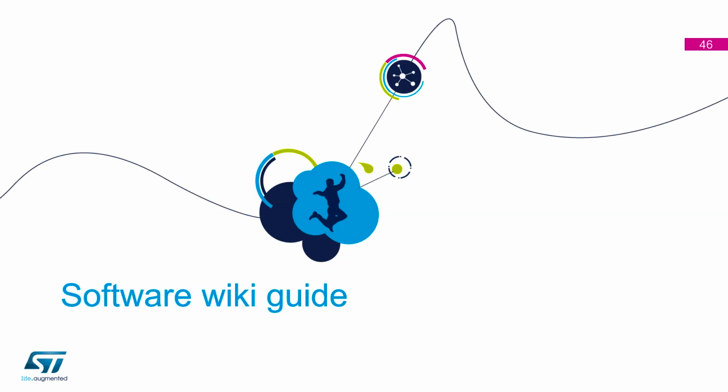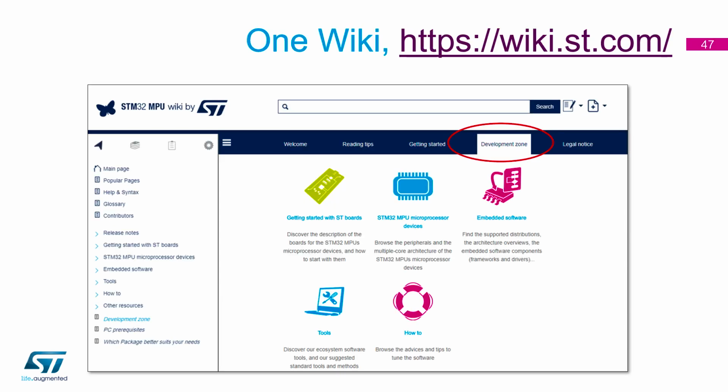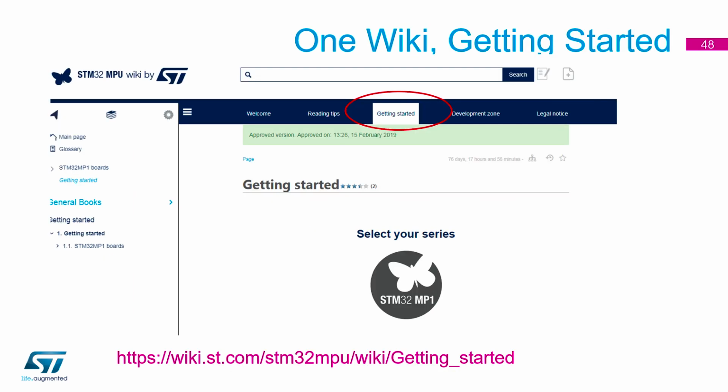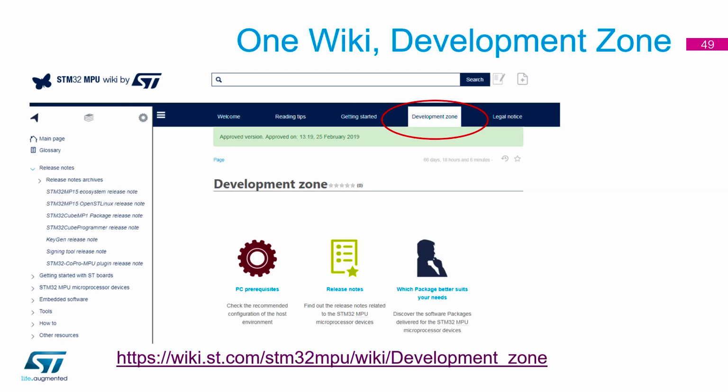So the Wiki, we keep mentioning this Wiki, we keep giving you links to different pages. So here's a few shots of what actually the Wiki is. Here we've got the main landing page, wiki.st.com. You've got your main headers, which is the welcome, the reading tips, the getting started guide. For what you'll be using most, it'll be in the development zone. So the development zone, obviously you've got things about the embedded software, the tools, the device itself. Getting started is where you select which board you're on, and it gives you a quick up and running with the getting started.